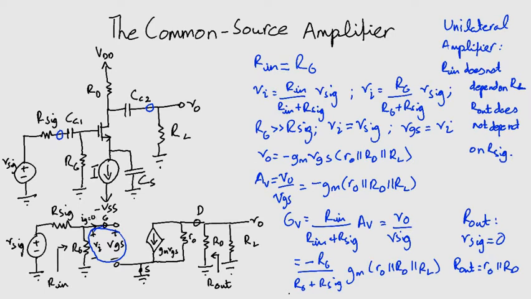Now, this is the complete small signal analysis. You should be able to do that for any circuit that you are given. The common source configuration is the most widely used of all MOSFET amplifier circuits. Others also exist, which we are going to be seeing in the next few lessons.